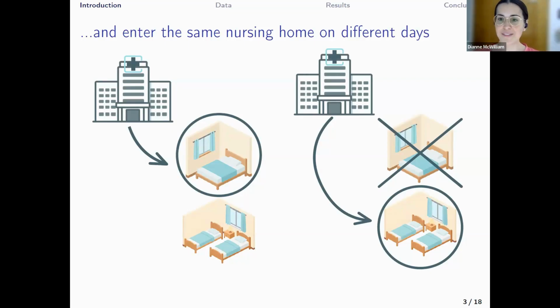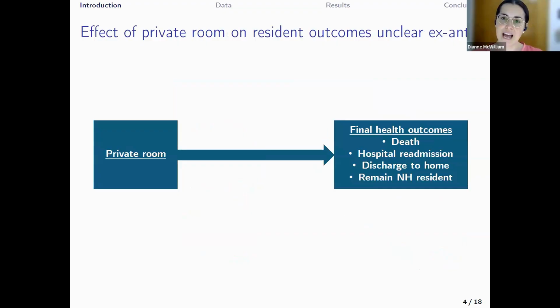And the idea here is, could that difference in outcomes be because of the type of room that they receive? I think this is an interesting question because the effect of a private room on outcomes is really unclear ex ante. So this is the key relationship that I'm interested in, the effect of a private room on primarily what I'm calling final health outcomes. So did the resident die? Did they go back to hospital? Were they discharged home? And particularly, I'm looking at outcomes here for short stay residents, which is, I think, a unique group, particularly in the US, that I'll tell you a little bit more about in a second.